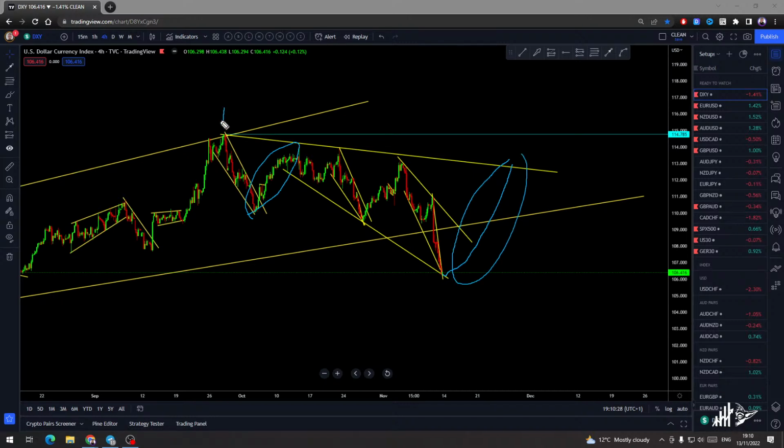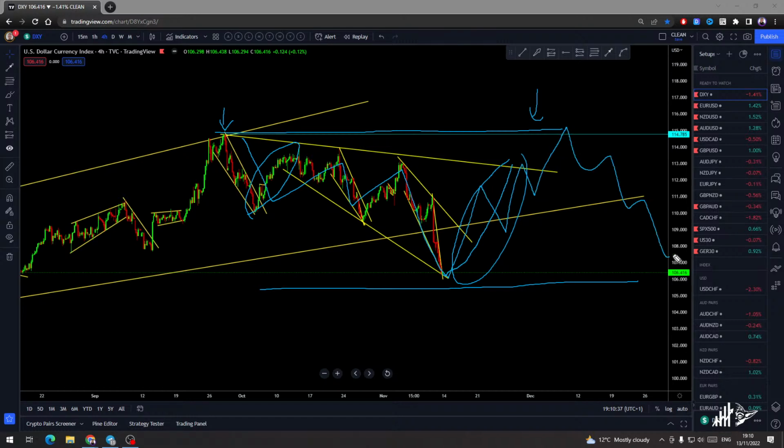We can even go and tag this high over there. In this case, we will have a flat confirmation over there. This correction down, correction up, correction down, and it will go up. That will mean that dollar will move in this sideways for a while.